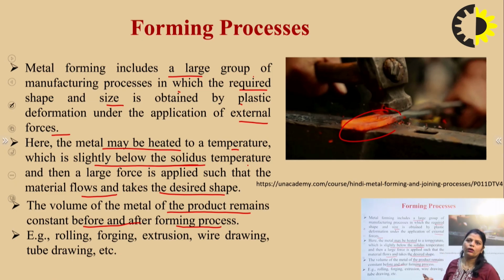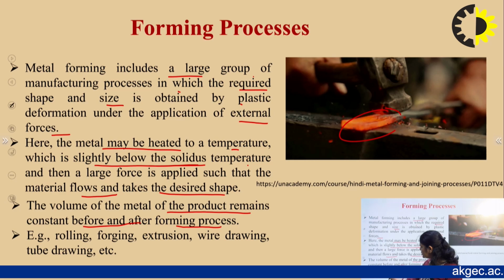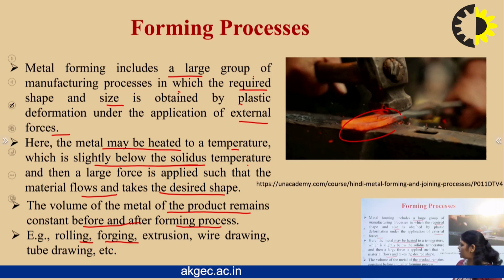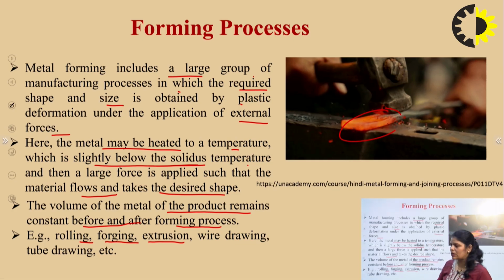The volume will remain constant before the forming process and after the forming process, because here we are only providing the shape and size with the help of external forces. An example of these forming processes is the rolling process, in which large rollers are used to produce sheets. And we have the forging process, in which we can use an external tool like a hammer, and then we have the extrusion process, where a heated billet or heated material is extruded with the help of an orifice to produce rod-type shapes.